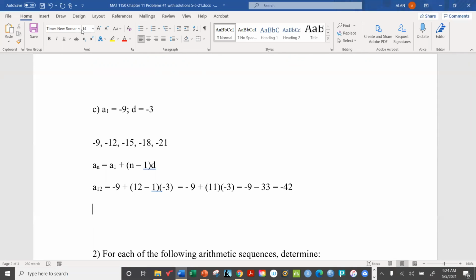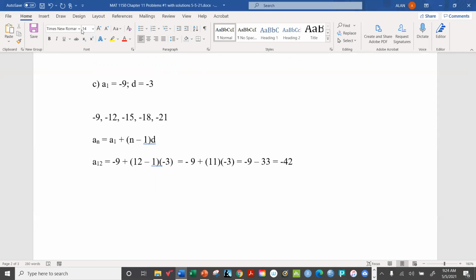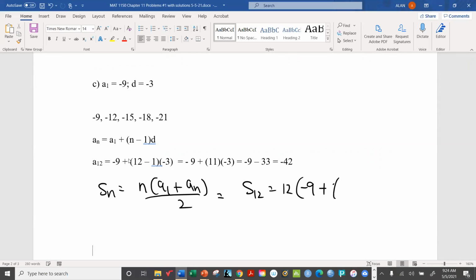All right, and now finally we get to use our brand new favorite formula, Sn, which in this case means the 12th term. So S12 equals 12. The first term, if you recall, is -9. So now here we add minus 42.